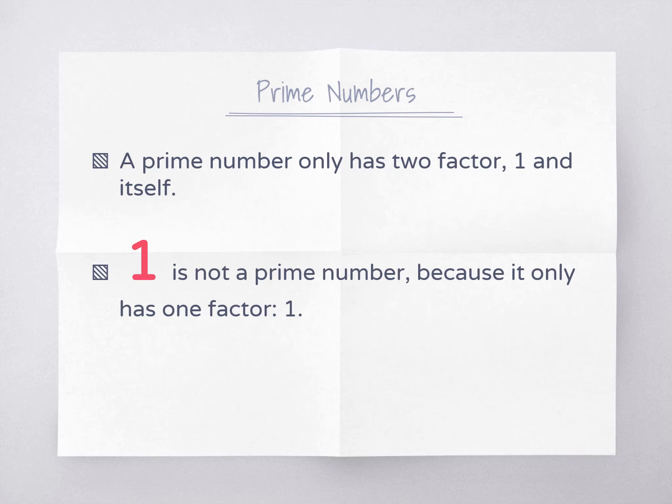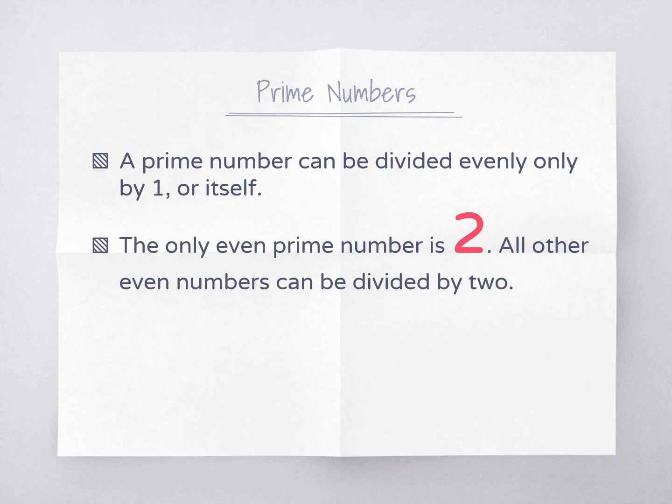Let's recall prime numbers. A prime number only has two factors, 1 and itself. 1 is not a prime number because it only has one factor, and that is 1. A prime number can be divided evenly only by 1 or itself. The only even prime number is 2. All other even numbers can be divided by 2.